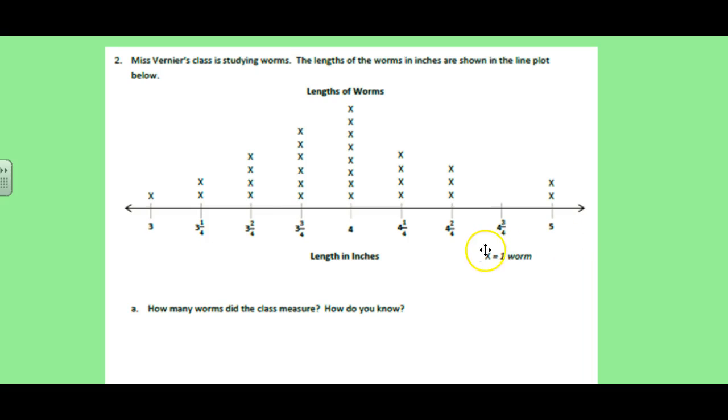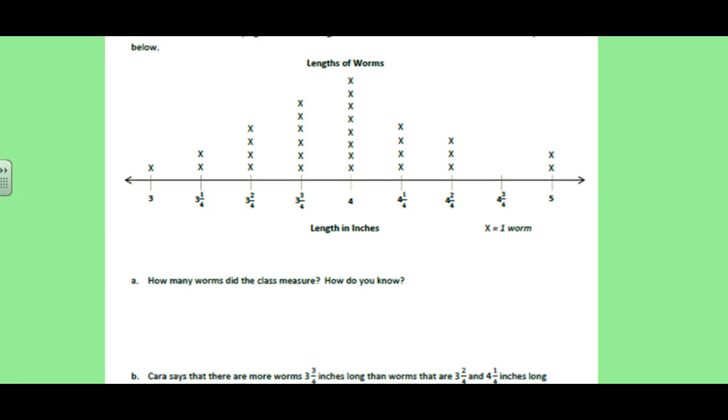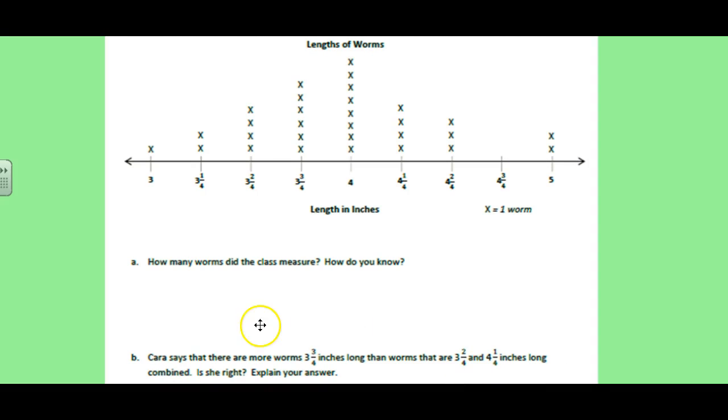We know that each X is representing 1 worm, and the title of the line plot is the length of the worms. So our first question that we see is, how many worms did the class measure, and how do you know? So this is just like the one that we just answered about the height of the basketball players. And all you have to do for part A is just start counting all of the X's, because when we add all of the X's together, that's going to tell us how many worms were measured.